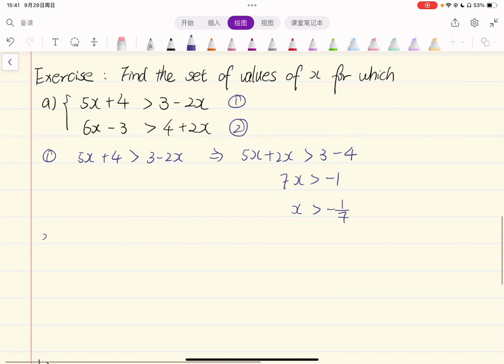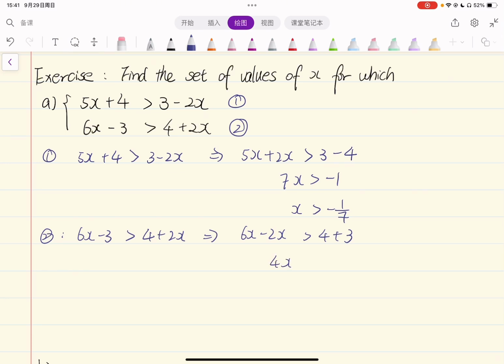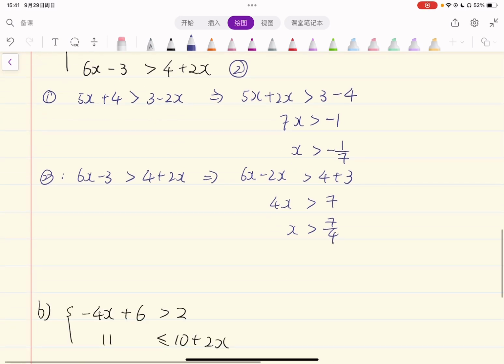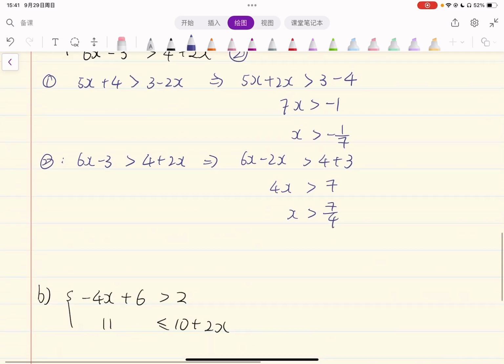And for the second inequality, we have 6x minus 3 greater than 4 plus 2x. It implies that 6x minus 2x greater than 4 plus 3. We have 4x greater than 7, so x greater than 7 over 4. And then we need to find the set of solutions.